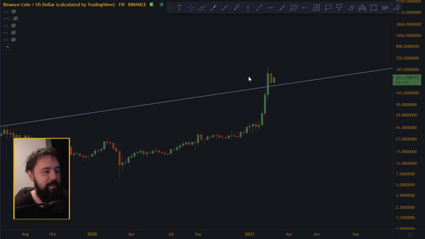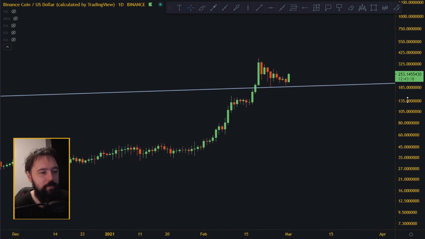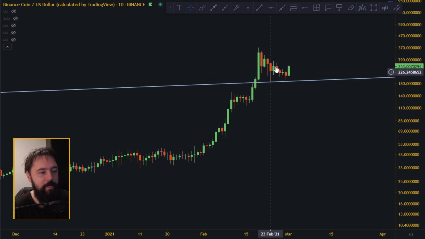And you can see this very nicely on the daily chart. You can see here the price went all the way down, and a second time here and up.